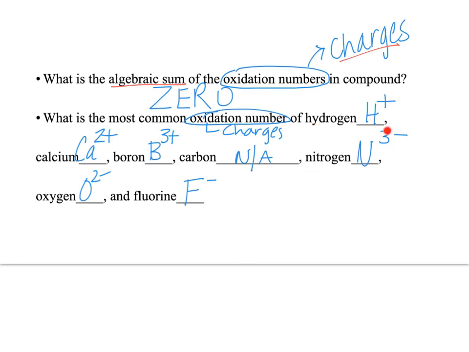For hydrogen, we have a +1. For calcium, we have a +2. Boron's a +3. For carbon, it's not applicable because carbon doesn't get a charge. It's going to usually always share. Nitrogen is a -3, and oxygen's a -2, and then fluorine is a -1.